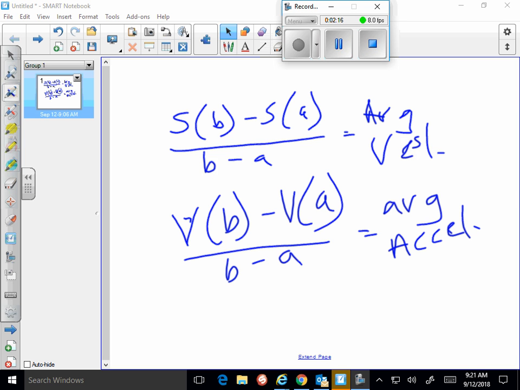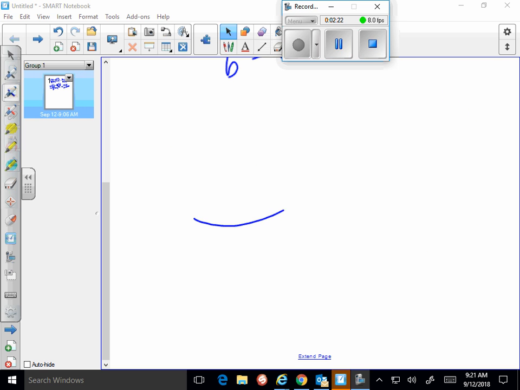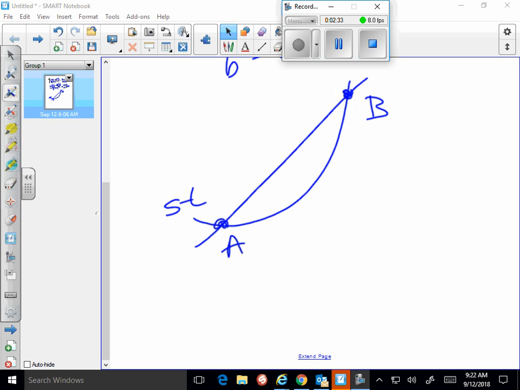Or that? It's the secant for both, because remember, a secant line is a line that connects 2 points on a curve. Secant connects 2 points on a curve. So when we're talking about average velocity between A and B, we're looking at S of t, we're going between those 2 points, and we're looking for the slope of that secant line. Now, Catalina just mentioned tangent line.